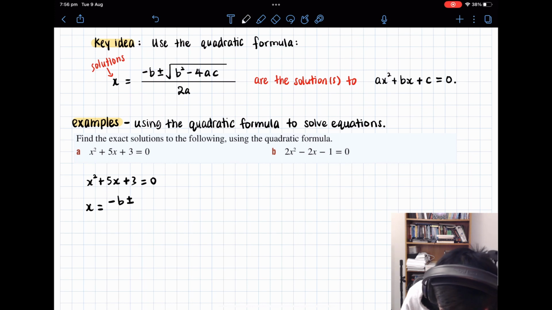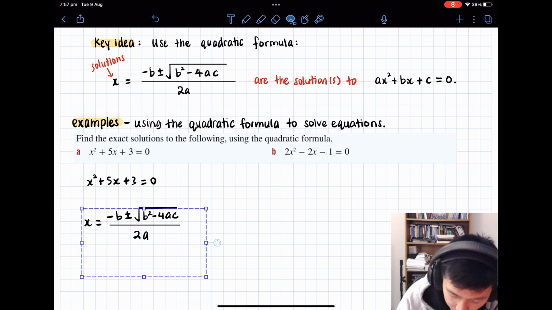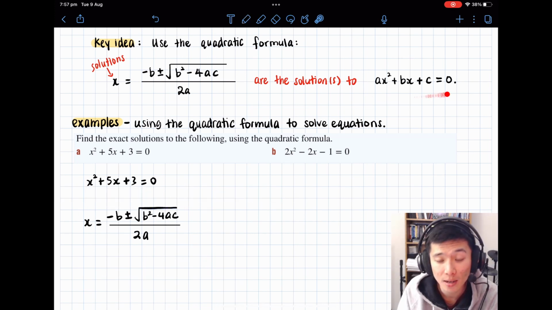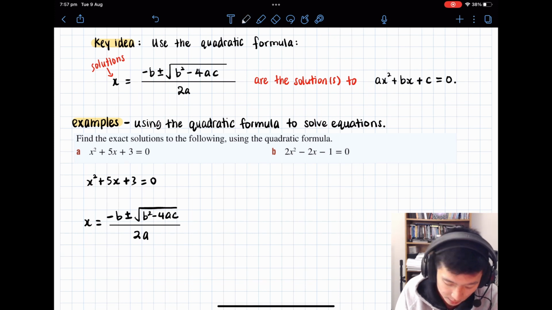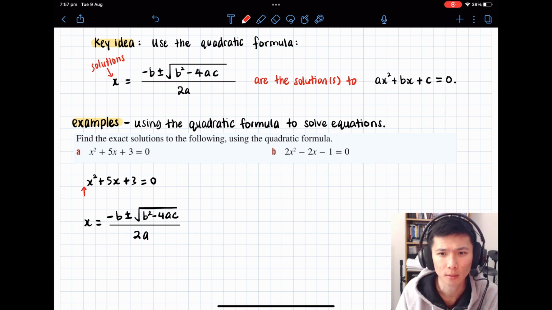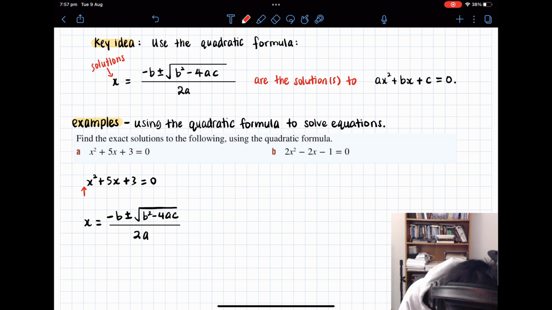I think it's always useful to write it out so that you will never get mixed up of where things go. So let's think about what a, b, and c are in my quadratic equation. If you look back up here, a is the number in front of x squared. And in this case, well, there is no number in front of x squared. Well, actually, it's just 1. There's a hidden or invisible 1 there. And so a is just 1.